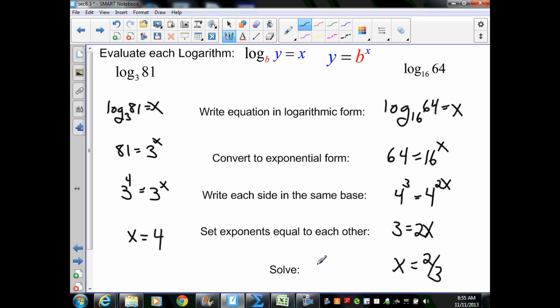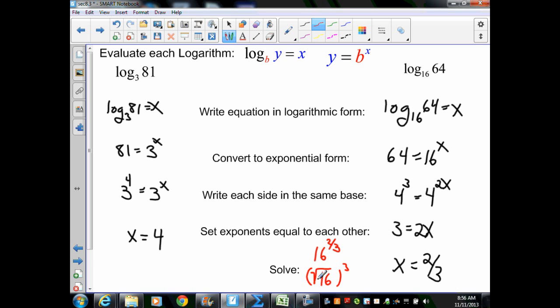That would give me 16 to the 3/2, which we know can be the square root of 16, and then that solution would be cubed.